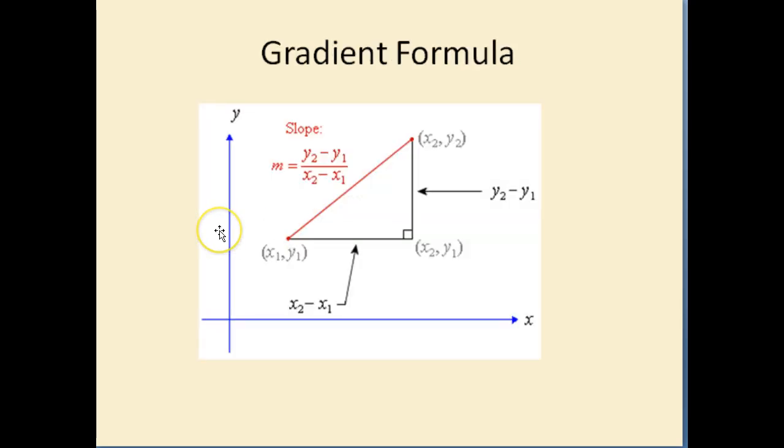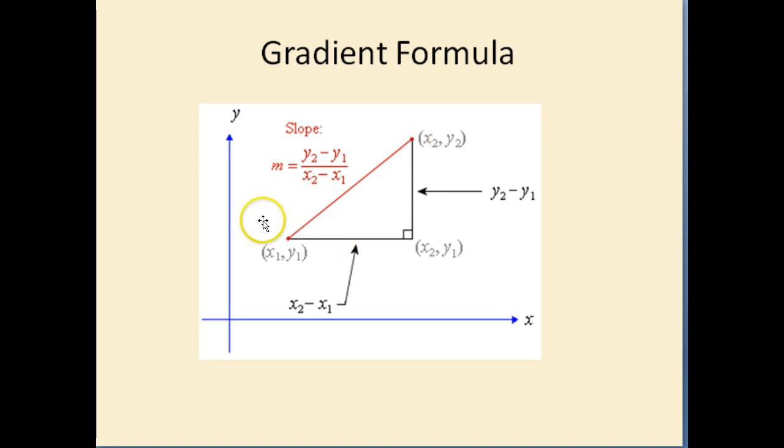Today we're looking at the gradient formula, and that's this formula here in red, so y2 minus y1 over x2 minus x1. That means we're comparing two coordinates. So if we're given two sets of coordinates, x1 and y1, and x2 and y2, from there we can find the gradient.